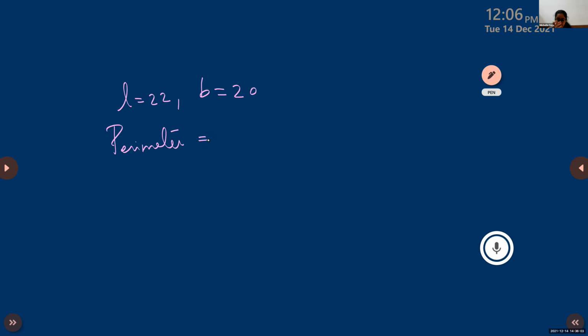When you forget, you just think. Perimeter means what? All the sides you have to add, isn't it? So for a rectangle, two times length is there, two times breadth is there. So 2 into L plus B, that is 2L plus 2B. Think like that. You study that formula. So we have 2 into L plus B, which is equal to 2 into length 22 plus breadth 20.